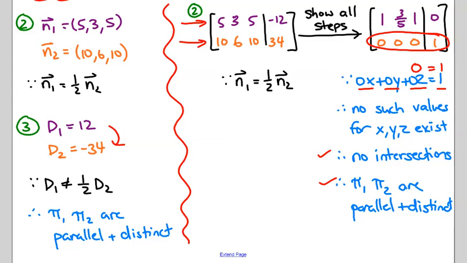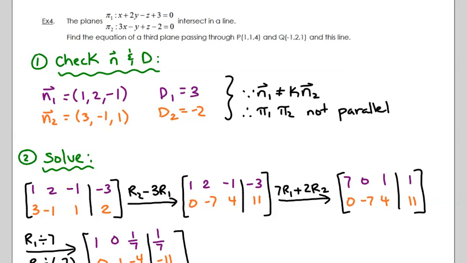In the last example, I think it's the last example, this is example number 4, and again, same thing, except now they want us to create a third plane. Okay, so they're saying that the first two planes intersect in a line. Maybe we should actually find that first. Okay, but they want us to create a third plane. It passes through P and Q, and it also passes through that line. So I think we're going to have to find that line first.